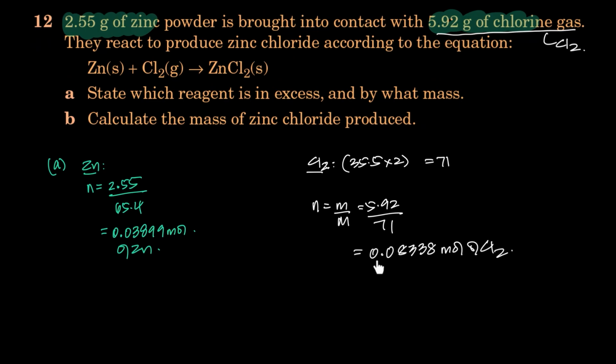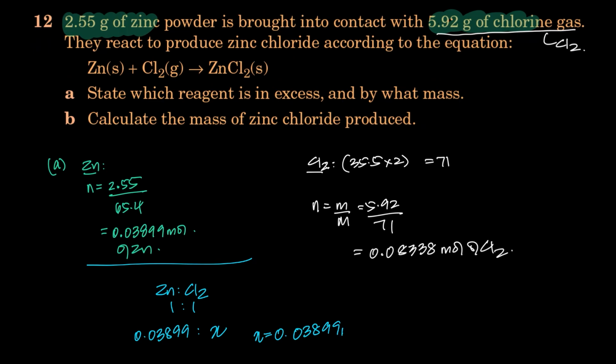Now I can clearly see Cl2 is 0.08338 moles and zinc is 0.03899 moles. Since the ratio is 1 to 1, I can already tell you, doing the math in my head, that zinc will be limiting, clearly. So how much? Let's do that. The zinc to chlorine ratio is 1 to 1. I know that. So 0.03899 moles of zinc will react with how much chlorine? So the chlorine needed is 0.03899 moles of Cl2.